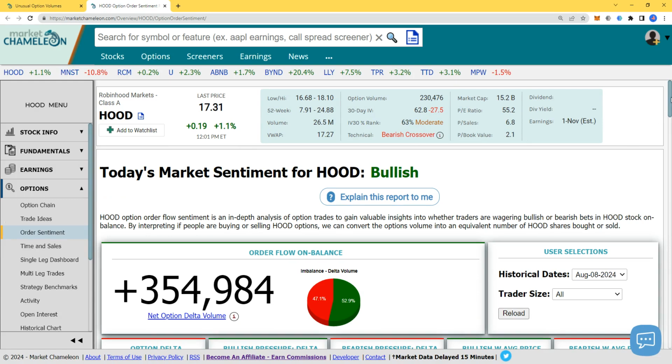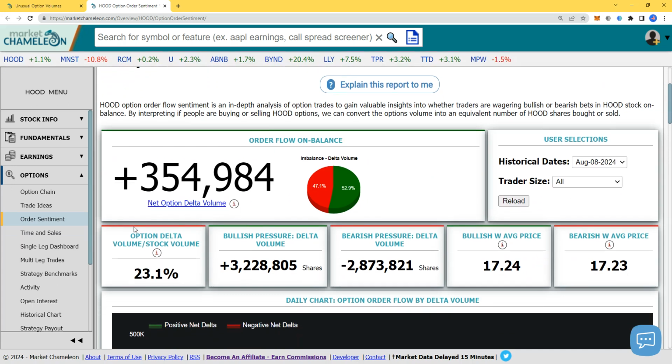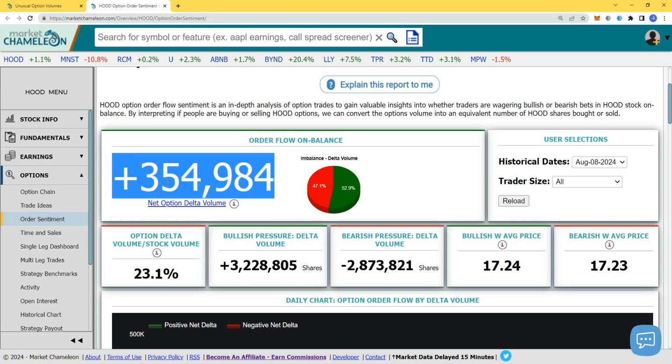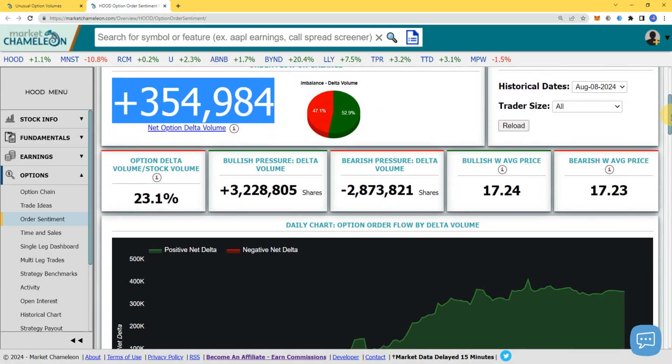Order flow on balance. Wow. I did not even know this page exists, but order sentiment. So you are in options, order sentiment. Again, every day that I use Market Chameleon, there's new stuff. Order flow, positive 355,000 net options. Look at this, 53% green, 47% red. Interesting. Wow, that's good to know.